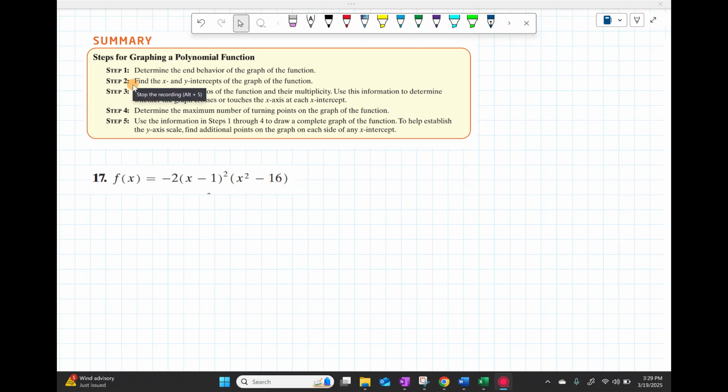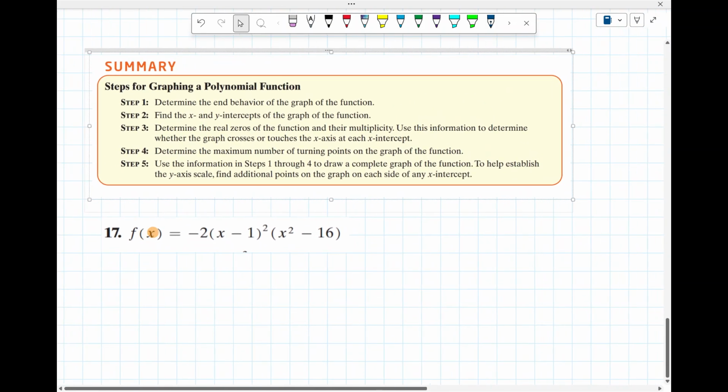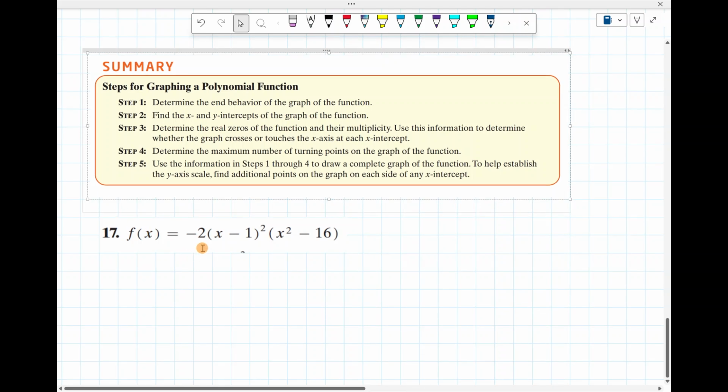In this video, we are going to practice graphing polynomial functions. All right, so here we have a polynomial function, negative 2 times x minus 1 squared times x squared minus 16. And we are going to follow these steps in order to graph the function.